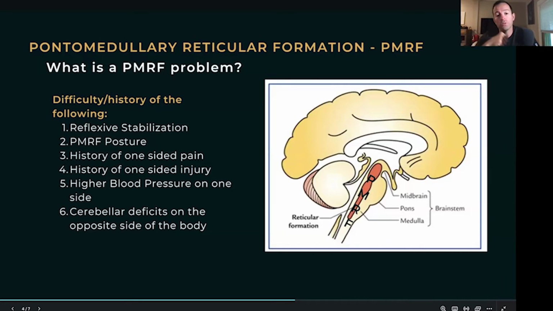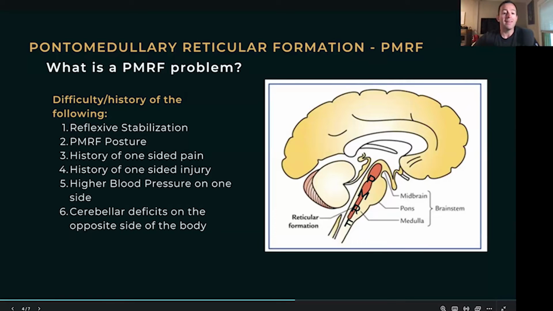Okay, so number 2 here on this list is posture. The PMRF is very much connected to our posture. There are specific muscles that the PMRF is speaking to in regards to calibrating muscle tone, both statically and dynamically, like with athletic movement or walking or running. So that's a key trait of this brain area as well.